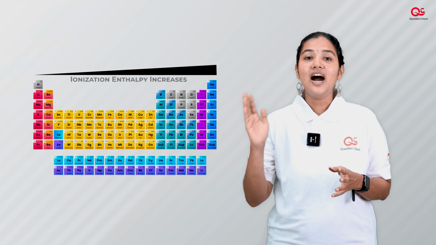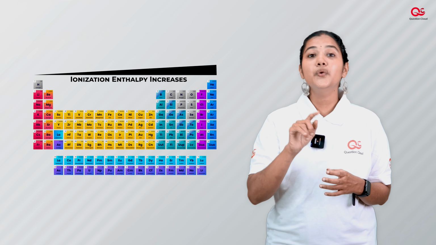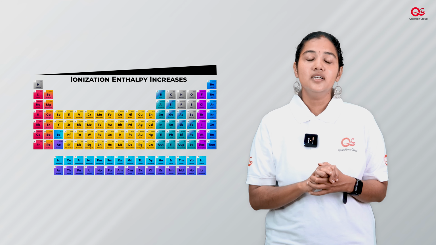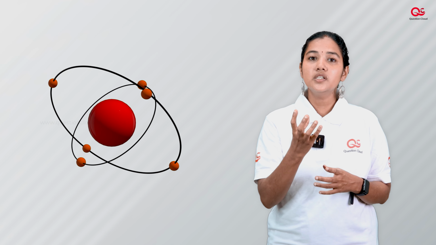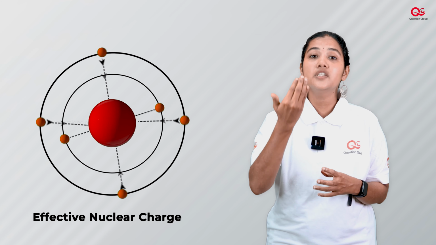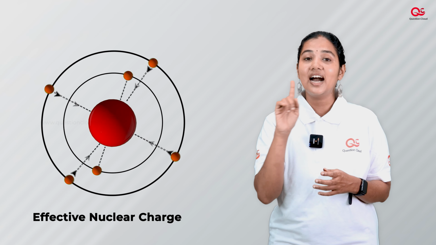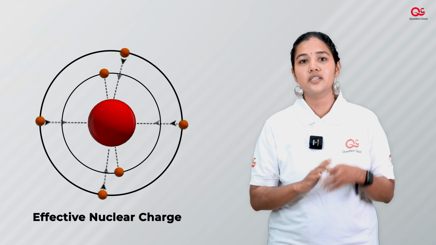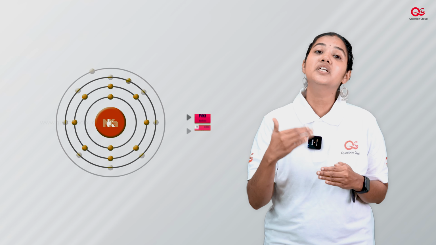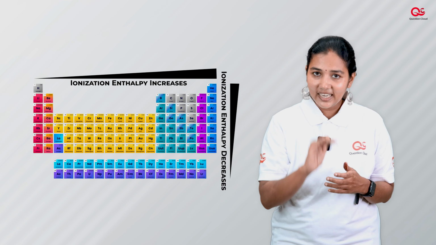Along the period, ionization enthalpy will be getting increased because the effective nuclear charge is getting increased. See, imagine if the nucleus is holding all the electrons tightly, in the sense, more energy is required to remove the valence electron. That is why along the period, ionization enthalpy is getting increased. Down the group, the number of shells is getting increased. So that is why ionization enthalpy is getting decreased.